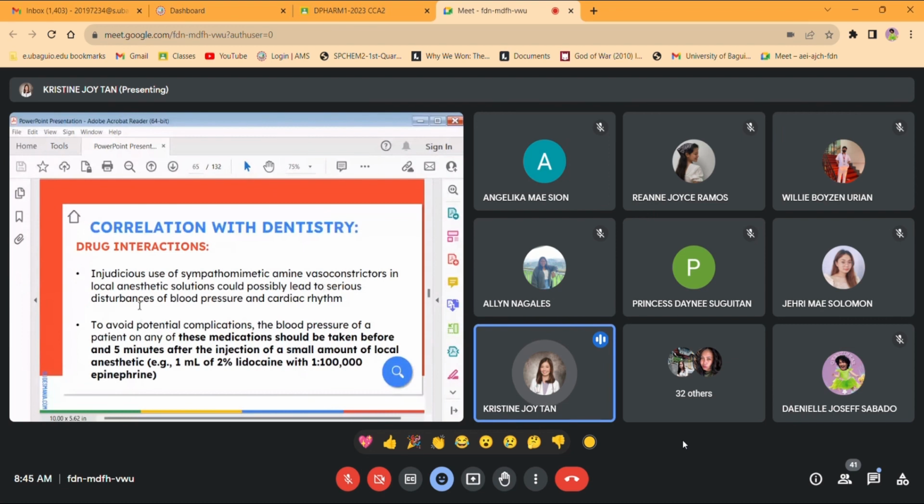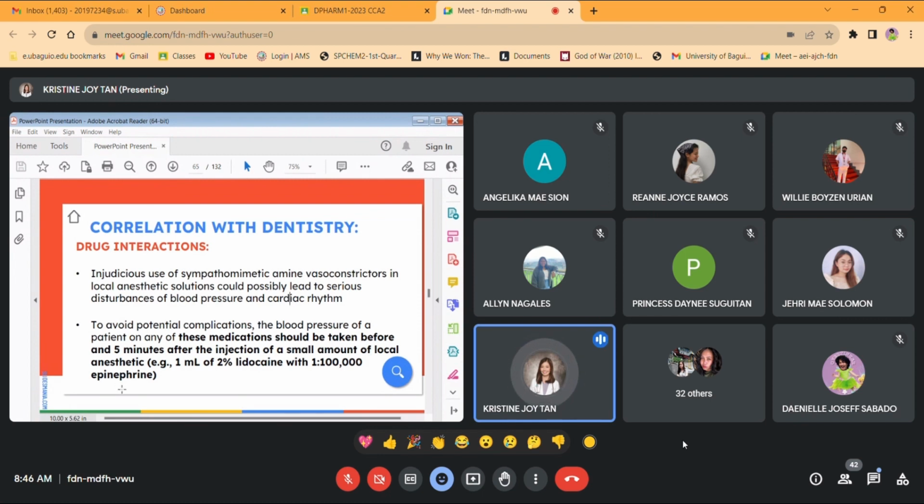So here, judicious use of sympathomimetic amine vasoconstrictors in local anesthetic solutions could possibly lead to serious disturbances of blood pressure and cardiac rhythm. So kaya very important na i-take note nyo yung mga drugs na tinitake ng patient nyo, lalo if you are to use local anesthetics. So to avoid potential complications, the blood pressure of a patient on any of this medication should be taken before and 5 minutes after injection of a small amount of local anesthetic.